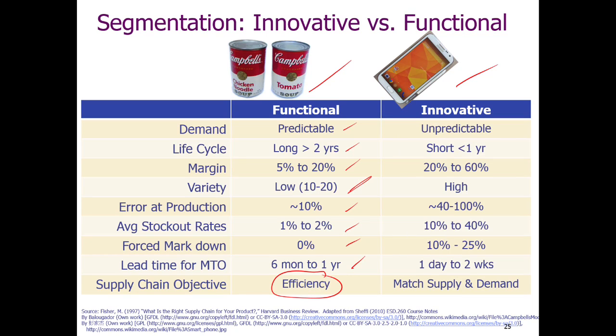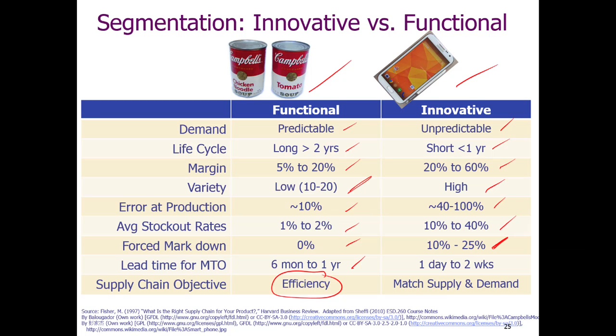Opposed to this are these innovative items. These are ones where the demand is very unpredictable. It's a very short life cycle. Think fashion items. And cell phones and smartphones are becoming fashion items. Very short life cycle. The margin is much higher, 20 to 60%. A very, very high variety. Look at the number of different smartphones that are out there. Error production can be quite high, pretty high stock out rates, and you have a big forced markdown. If you're selling a style from last season, you're going to have to mark it down pretty tremendously.